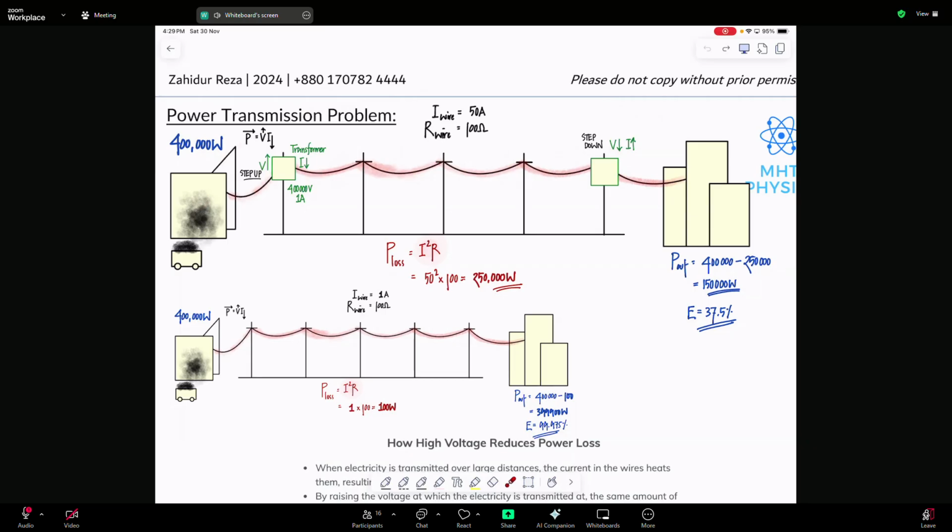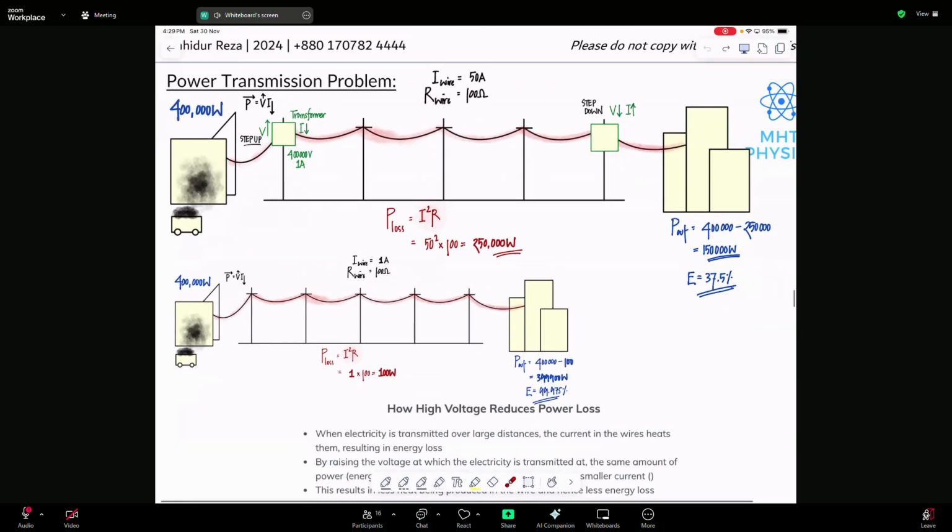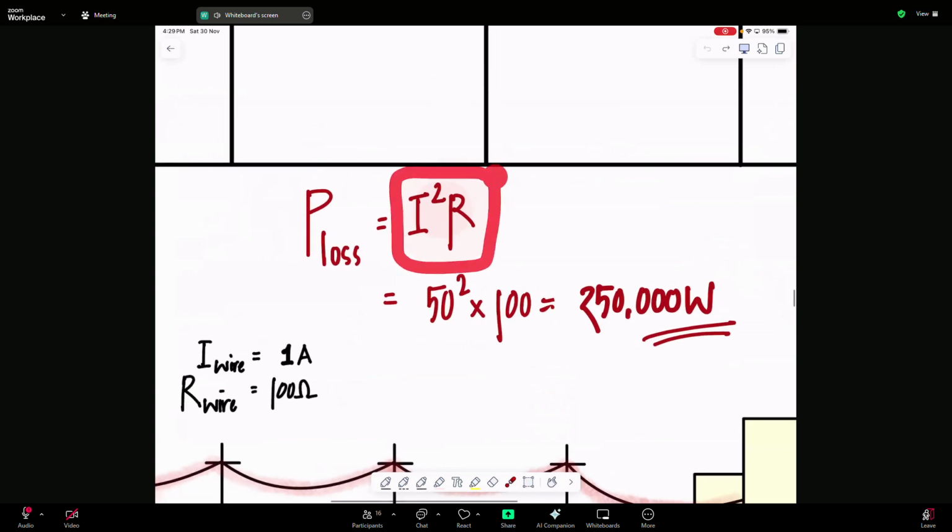So why am I saying this? What's the motive in reducing this? It's a financial thing at the end of the day. Okay. Now, what did we do? We figured out this equation is our problem: I squared R. This is the loss. And there are two ways I can reduce the loss, either by reducing the what? Resistance, or by reducing the current.